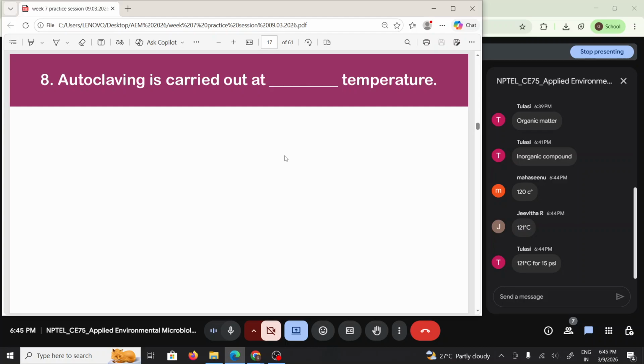Yeah, it is 121 degrees Celsius at 15 psi pressure exactly. So why do we use this specific temperature and pressure? And one more factor is time as well, which is around 15 minutes.